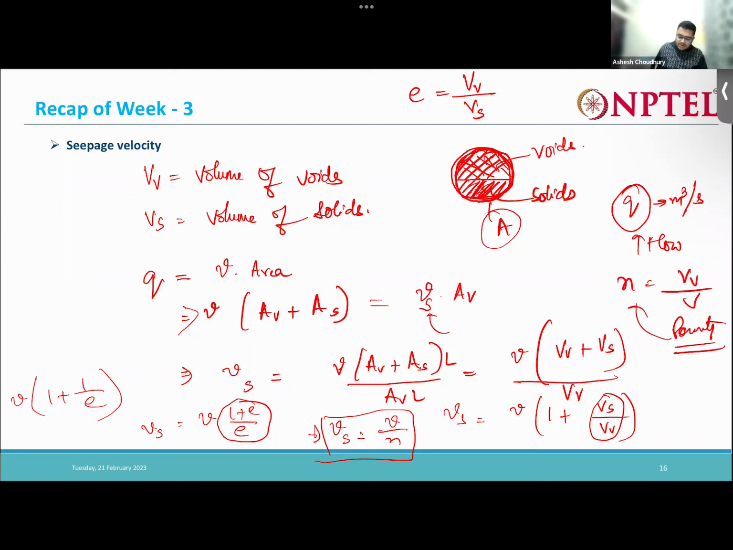Now tell me from this expression, which will be greater? Vs is greater or V is greater? Which is true? Vs is greater than V or V is greater than Vs? V is greater than Vs, sir. Why? Volume of solid is less than total volume.